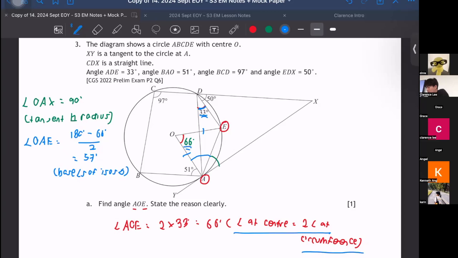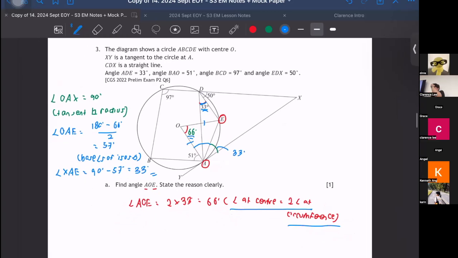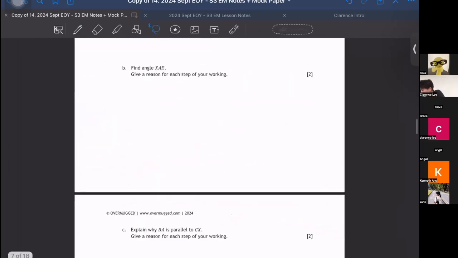Okay, so therefore angle XAE will just be 90 degrees minus 57 degrees to give me 33 degrees. This one got no reasoning. Okay? Can? Okay. Then let me move on to the next question.